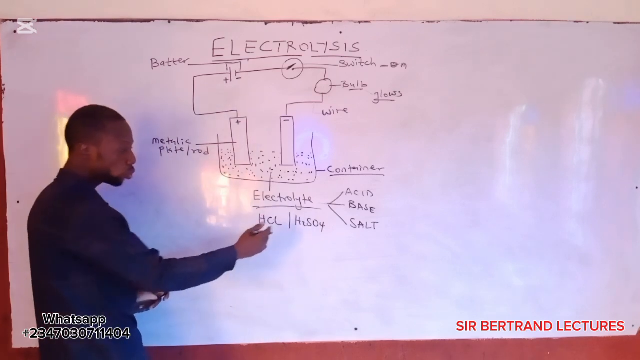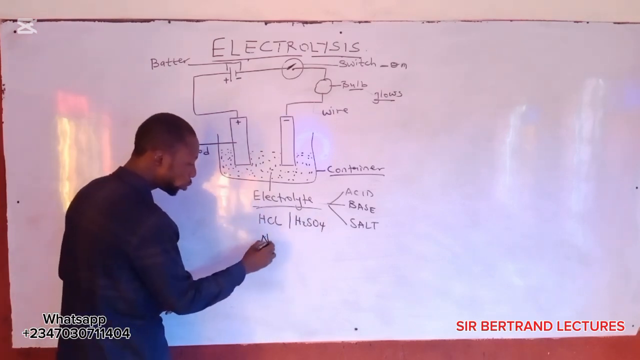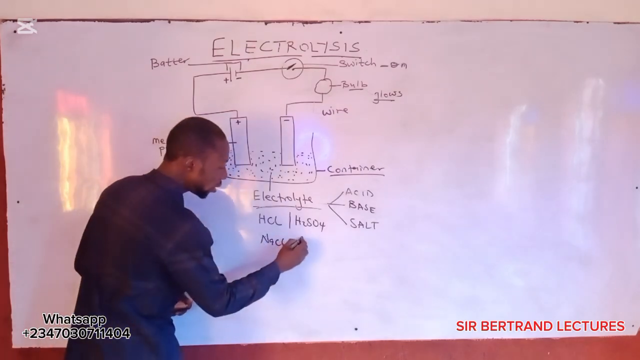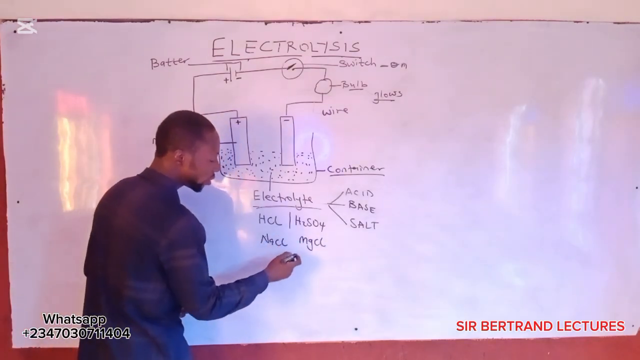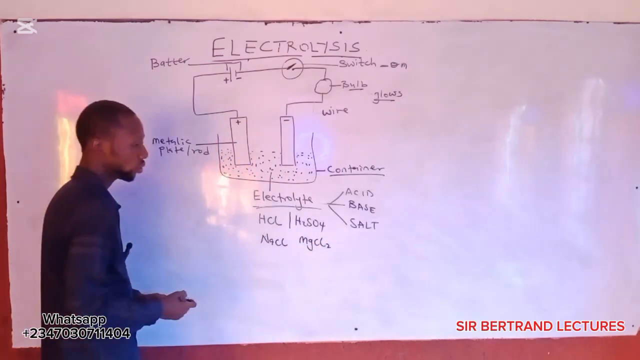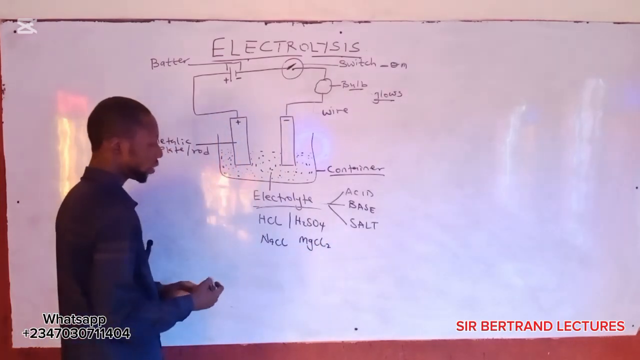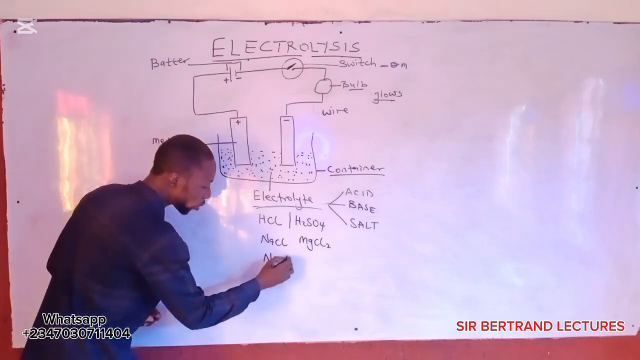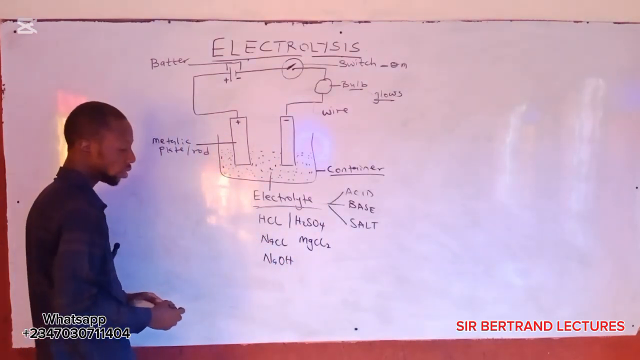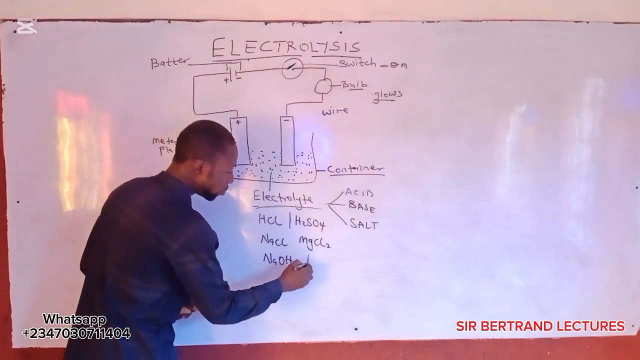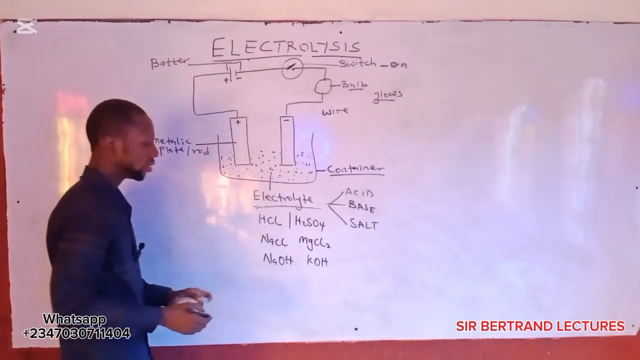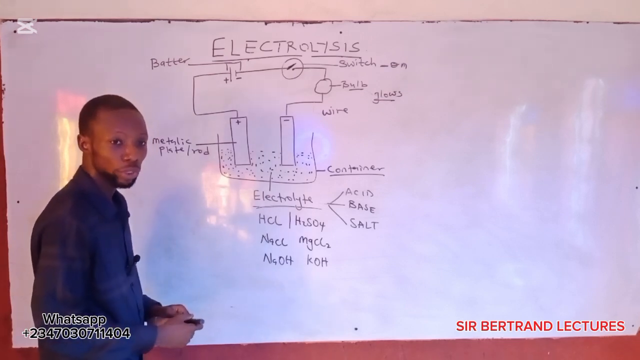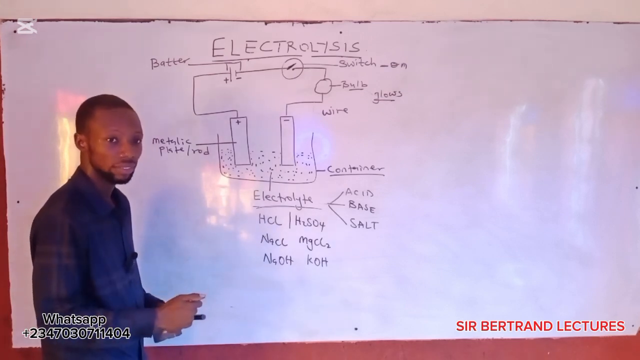If we are going to use a salt, it's going to be sodium chloride, for example. It can be magnesium chloride, for another example. If it's going to be a base, for instance, we can use sodium hydroxide, and we can also use potassium hydroxide. These are soluble bases, which we refer to as alkalis, because they are strong bases.